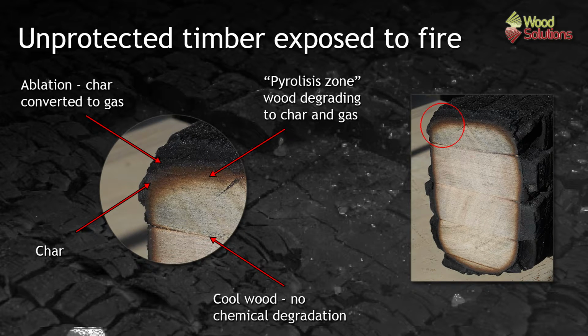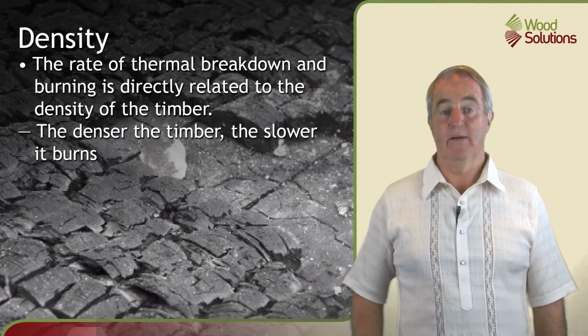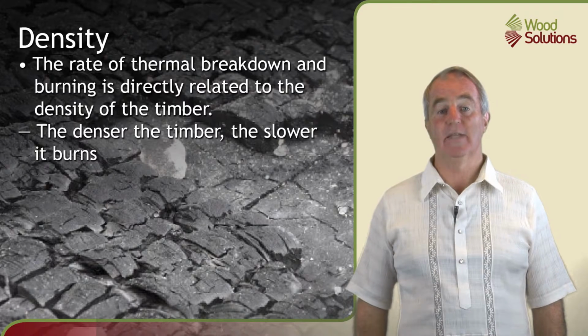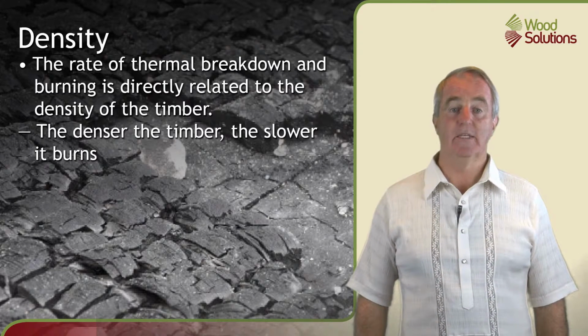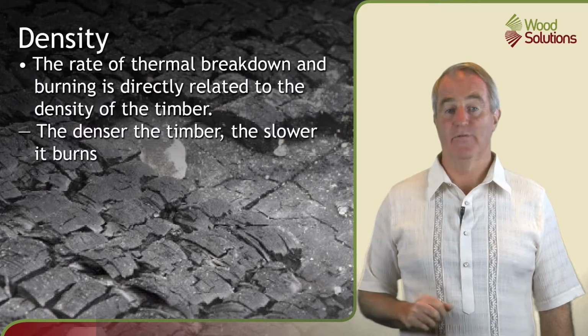If high temperatures continue, the charred wood burns away and the partially degraded zone moves further and further into the piece, and eventually the timber will be fully consumed. In the design of timber building elements, this burning behaviour is taken into account. Timber elements are sized accordingly, or they're protected from exposure to fire.